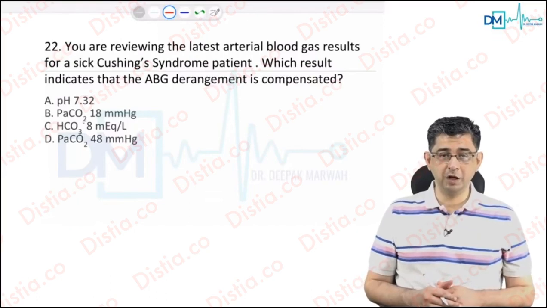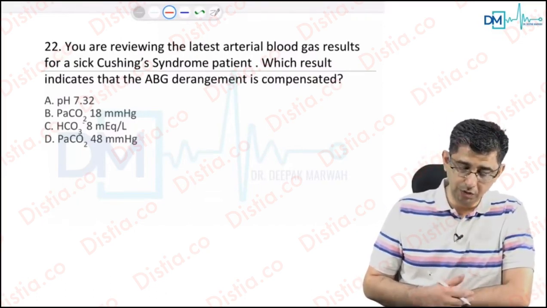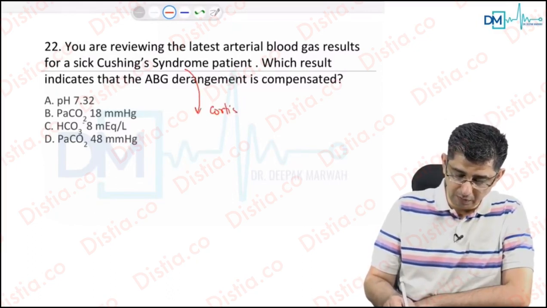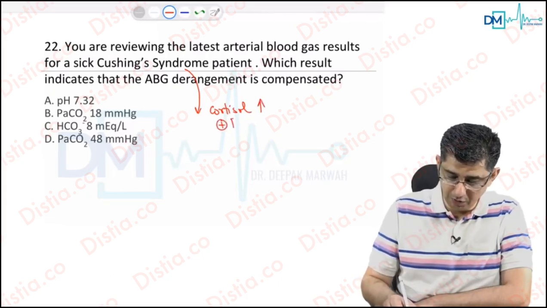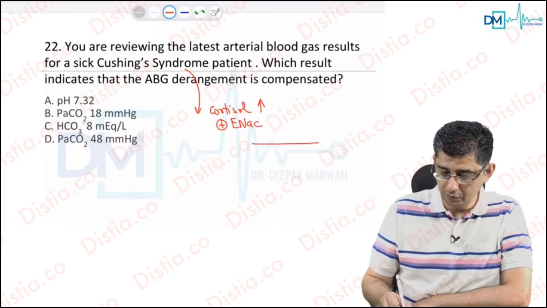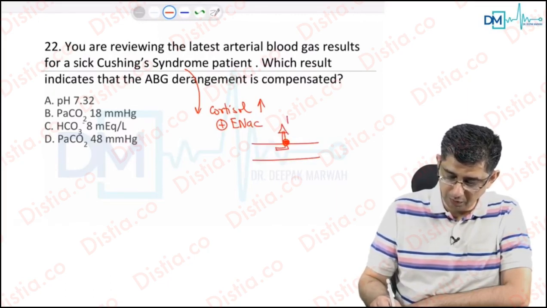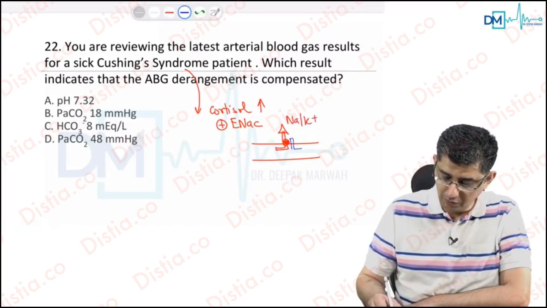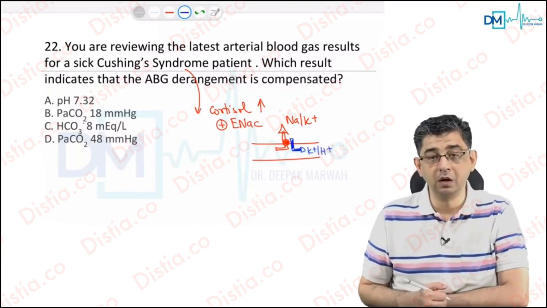You are reviewing the latest ABG report from a sick Cushing syndrome patient. In Cushing syndrome, you should be aware that cortisol is elevated, and elevated cortisol will stimulate the epithelial sodium channel, which will contribute to more sodium and water coming in. But at the same time in the patient, there will be a corresponding loss of potassium and hydrogen. So hypokalemic alkalosis could be developing in this particular patient.